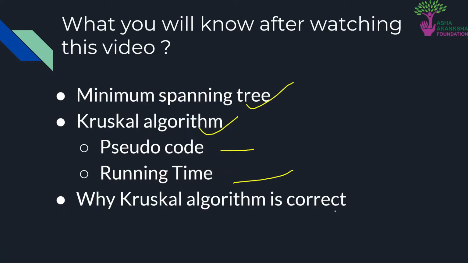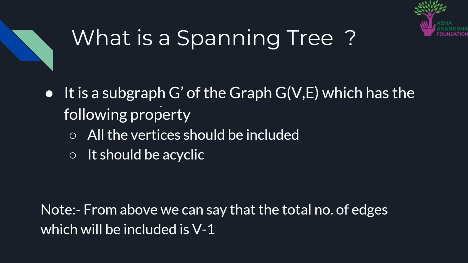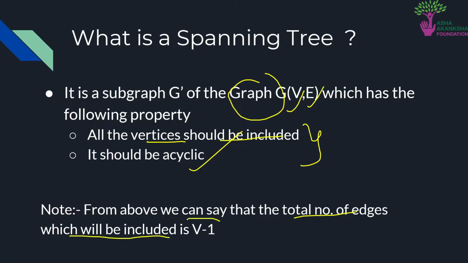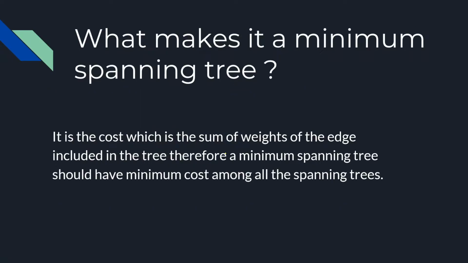So let's straight jump into what is a spanning tree. A spanning tree is a subgraph of the given graph which has v vertices and e edges, with the following property: all the vertices should be included in that graph and it should be acyclic. So from this we can conclude that the total number of edges included in the graph is v minus 1, as we want all the vertices to be included and it should be acyclic. It is only possible when there are v vertices and the number of edges is v minus 1.